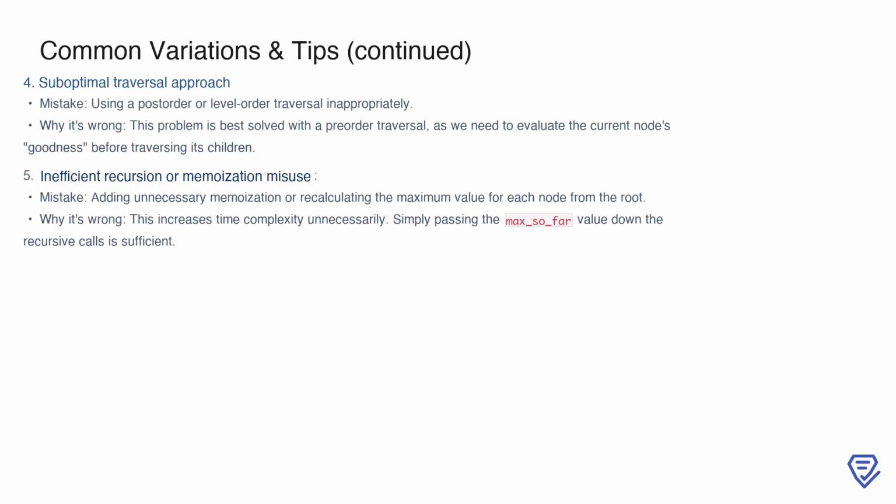Additionally, some may make the mistake of introducing inefficient recursion or misusing memoization. For example, if you recalculate the maximum value from the root for each node instead of simply passing the max_so_far value down the recursive calls, you add unnecessary computation. This bloats the time complexity of your solution. By sticking to passing the max_so_far value directly, you can keep your implementation efficient and clean.